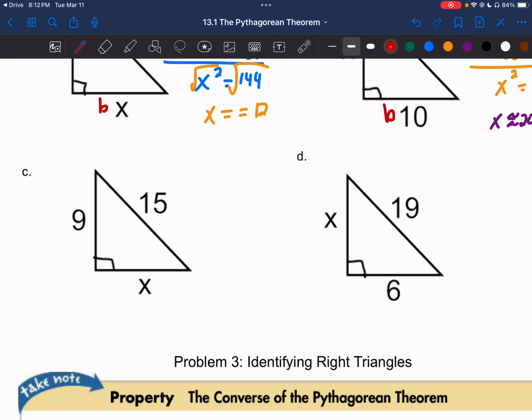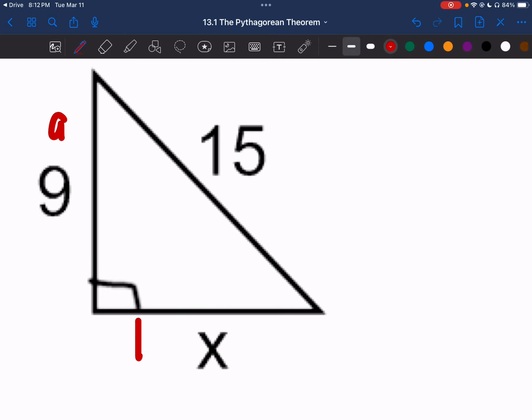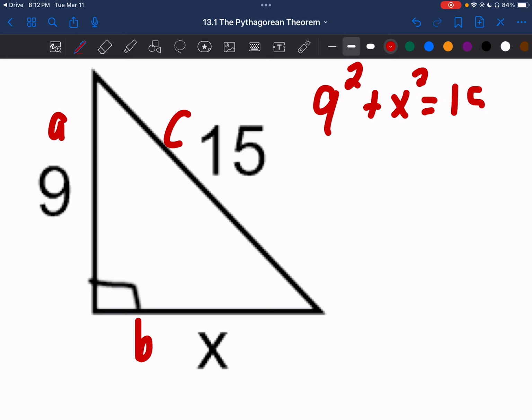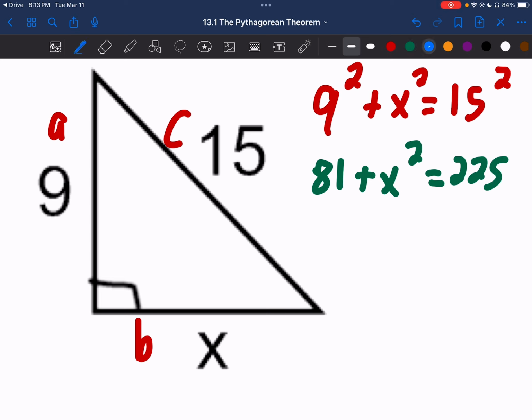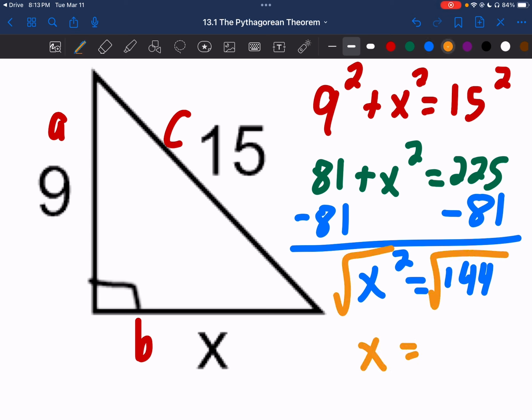All right, letter C. We've got our A value, our B value, and our C value. So A squared, so we've got 9 squared plus x squared equals 15 squared. 9 squared is 81 plus x squared equals 225. We're going to subtract 81 from both sides. X squared is going to be equal to 144, which we know from problem A, when we take the square root of it, 144 is 12. Square root of 144 is 12.